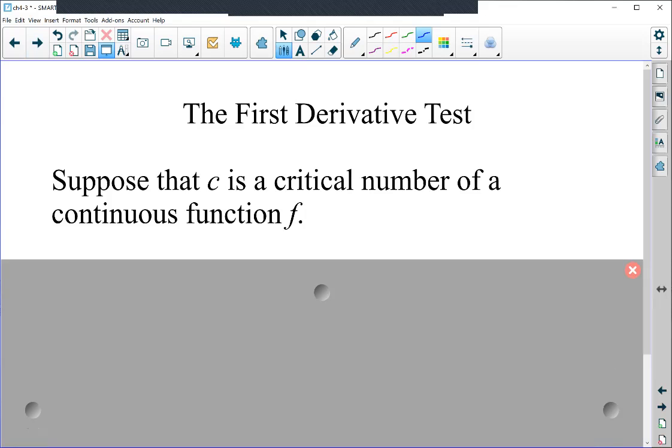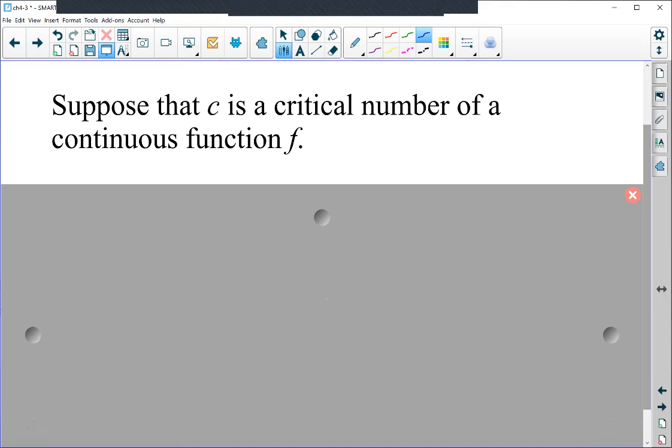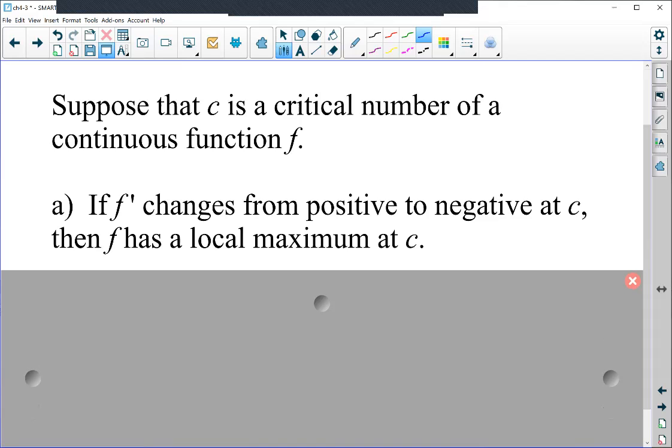First derivative test. Suppose that c is a critical number of a continuous function f. So what does that mean? That means at c, the derivative is 0. If the derivative changes from positive to negative at c, as we're moving from left to right, then f has a local maximum at c.